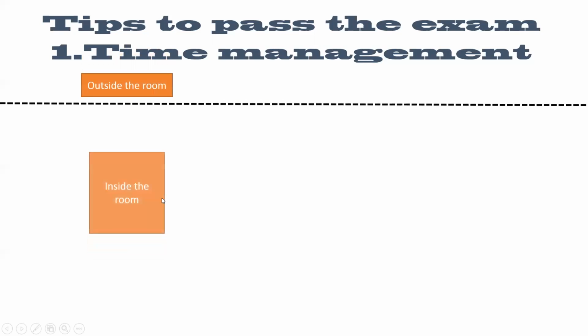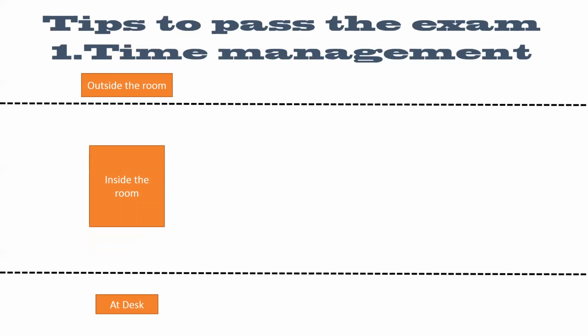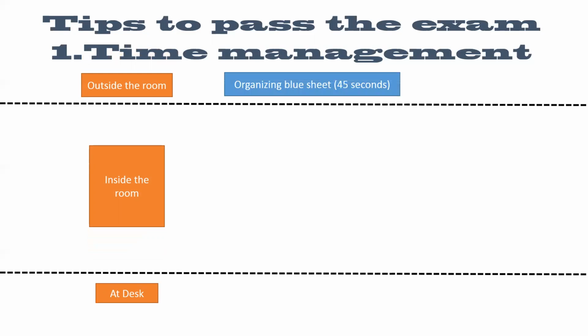So you have 3 places you will be during the encounter. Outside the room, and then you can enter, and then you leave the room and write the patient note. The outside the room part is very important. Don't compromise it. You will have a blue sheet. You can write some data on it.